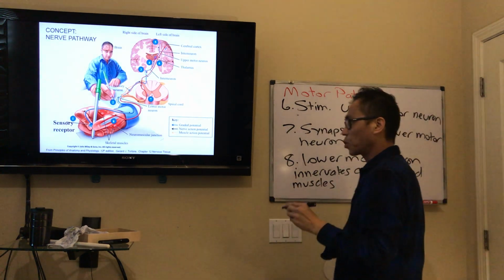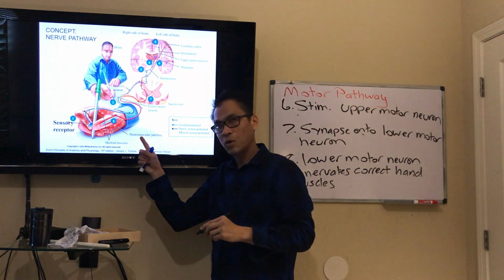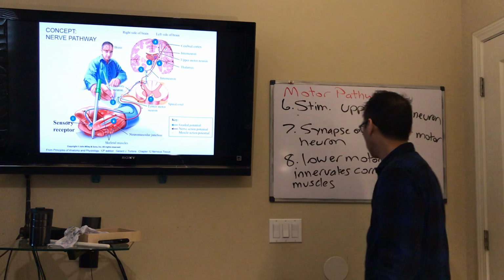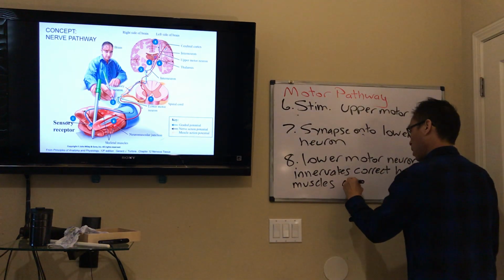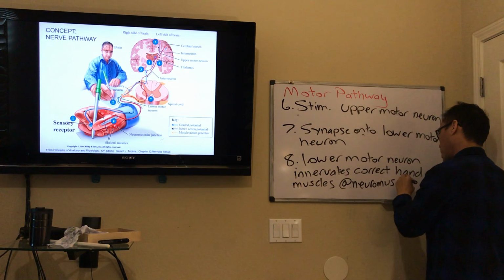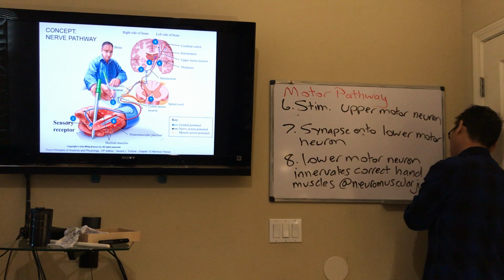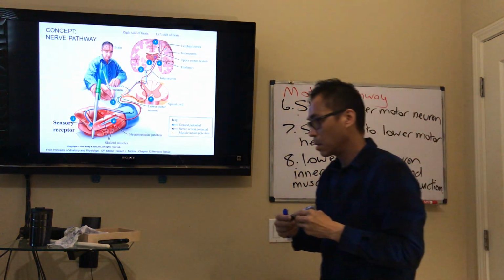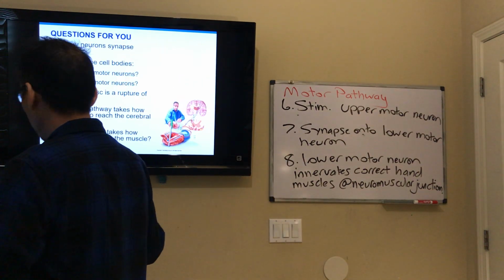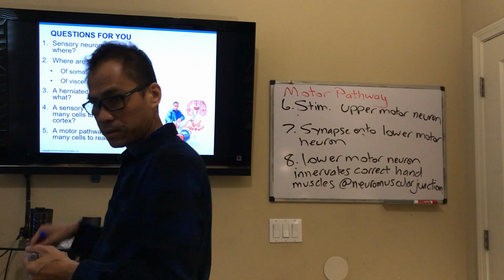Now a term we should know is neuromuscular junction. That's the junction between the nerve and the muscle. Next slide. Consider these questions.